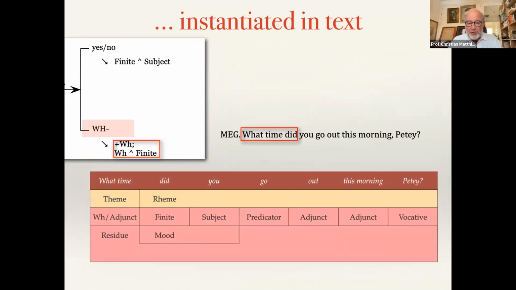So here I've shown you the clause with, in reddish background, the interpersonal structure, and in yellowish background, the textual structure, so that you can see that the WH element is also the theme. So again, the realization of WH interrogative is WH before finite, what time did.